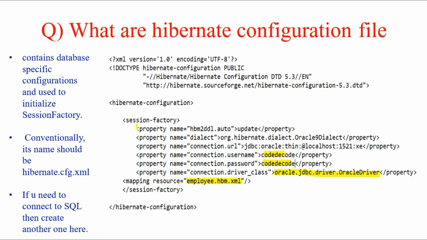Once you have all the properties here, these properties are used to initialize your session factory. Remember, I've told you that the session factory is used to get the session object, with which you can create a physical database connection. With this database connection available, you will be able to create your session object. Conventionally, this is named hibernate.cfg.xml.